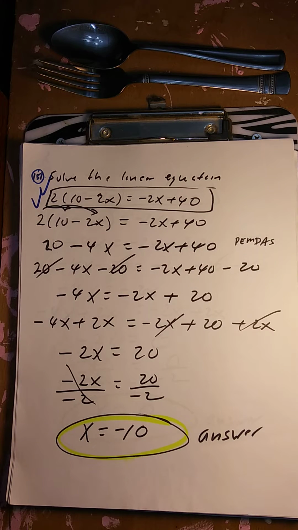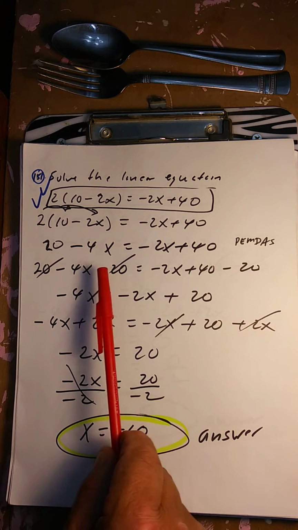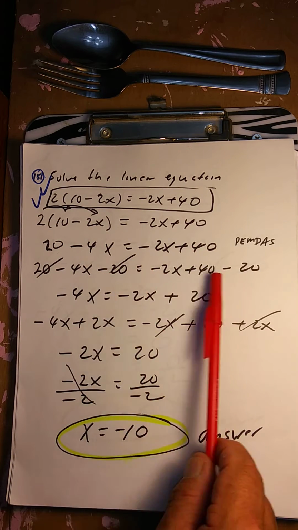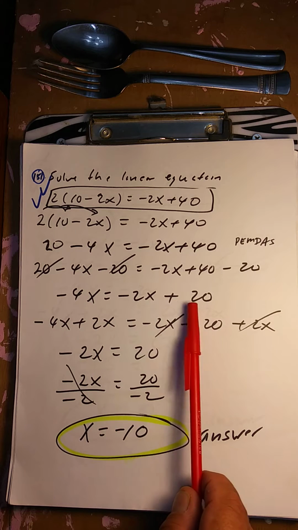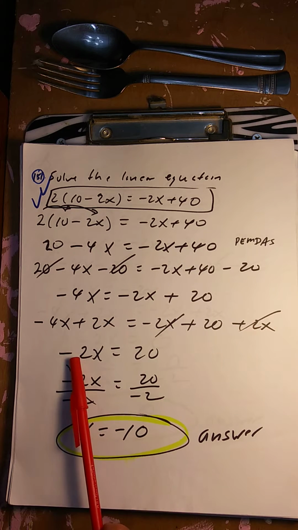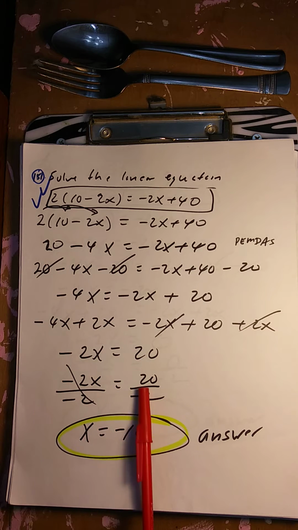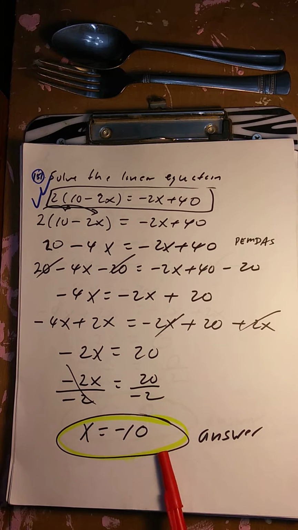This one, parentheses stuff. So multiply this. This is 20. Negative 4x equals this. Minus 20 both sides. So now we have negative 4x equals negative 2x plus 20. And now we can get rid of the 2x. Add 2x. So we have negative 2x is 20. Divide by negative. So positive by negative is a negative.